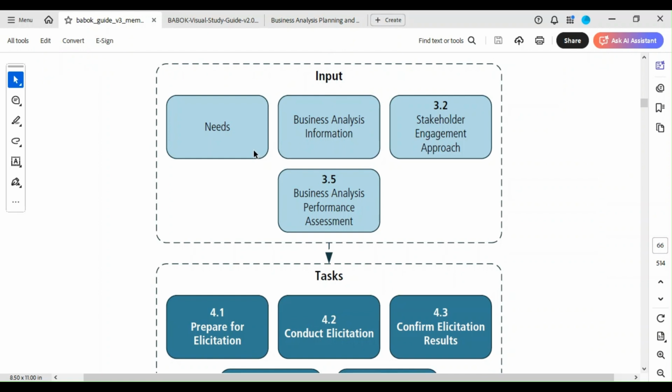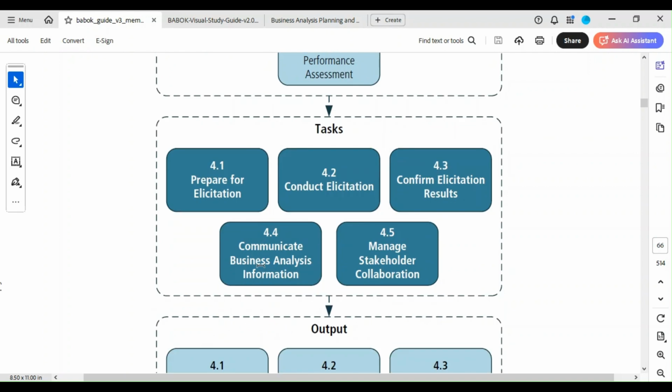Stakeholder engagement approach is required here. So, how do you engage your stakeholders? Business analysis performance assessment: what has been done before that worked, and how do we also implement it here? Now, what are the tasks that need this?